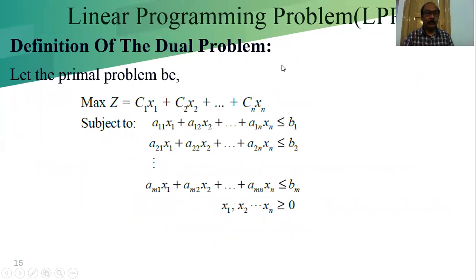Definition of the dual problem. Let us consider a maximization problem. This is our primal problem. Max Z is equal to C1 x1 plus C2 x2 plus Cn xn, subject to A11 x1 plus A12 x2 plus A1n xn less than equal to B1, A21 x1 plus A22 x2 plus A2n xn less than equal to B2, and the last constraint is AM1 x1 plus AM2 x2 plus AMN xn less than equal to BM, and x1, x2, xn greater than equal to 0. That is the non-negativity restrictions.